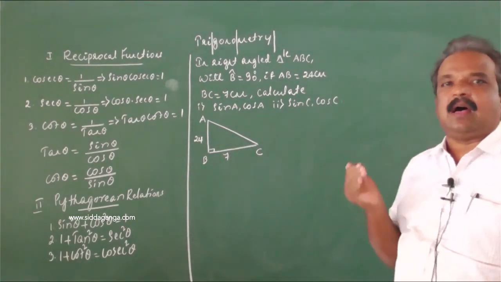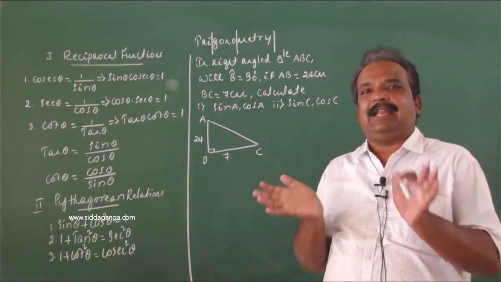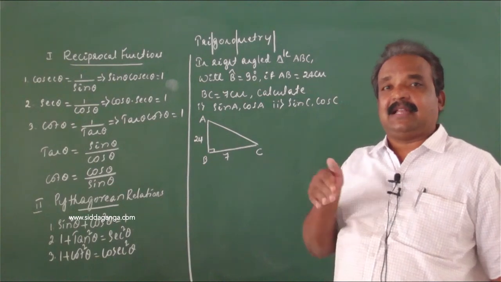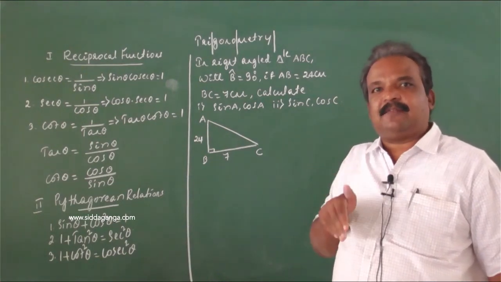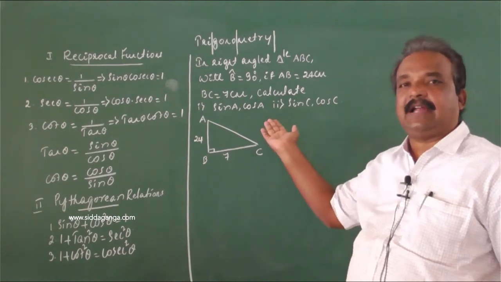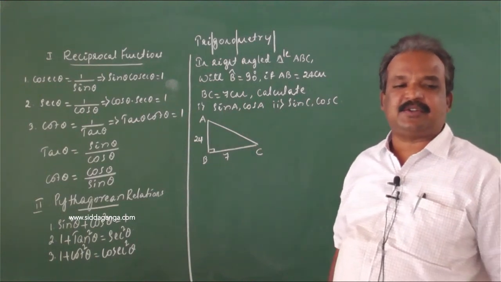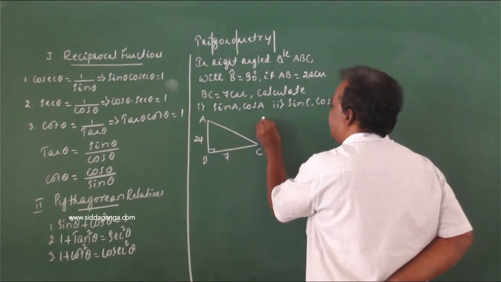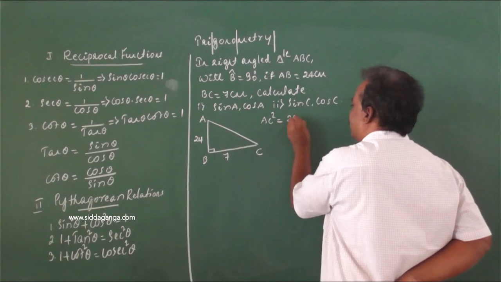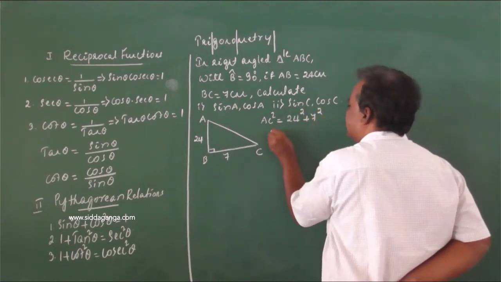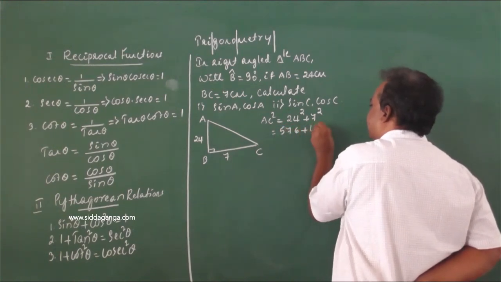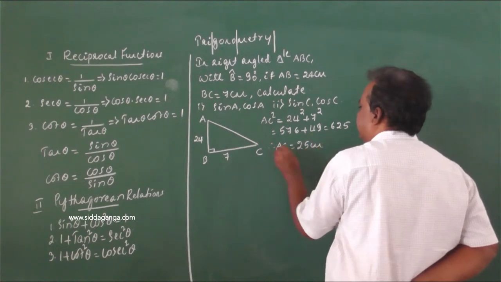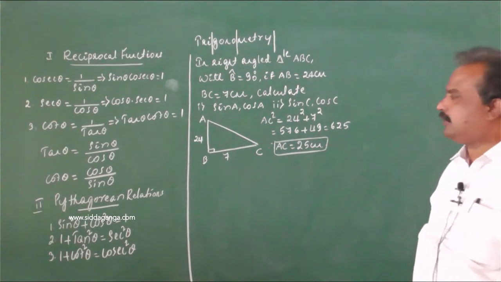So he has given the opposite side and adjacent side, which are the two legs of the right angle triangle. Let us say the legs of the right angled triangle. Now using the legs of the right angled triangle, we can find the hypotenuse. The hypotenuse is 25 centimeter. Let us find AC using the Pythagoras theorem. AC square is equal to 24 square plus 7 square, which is equal to 576 plus 49. That gives you 625. Therefore, AC must be equal to 25 centimeter. So we come to know the value of hypotenuse.